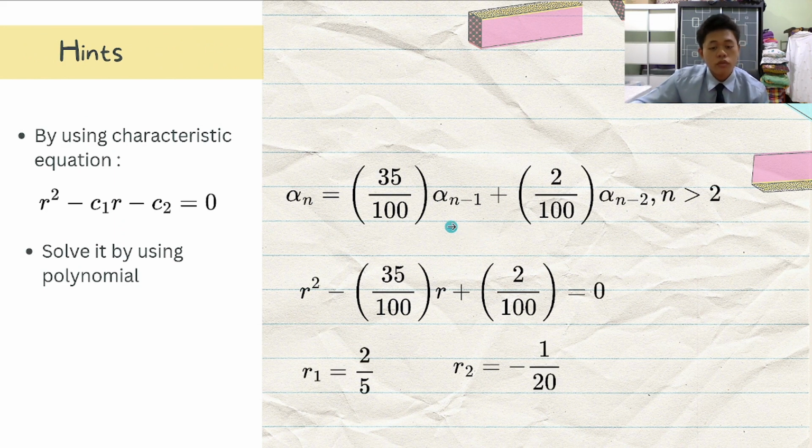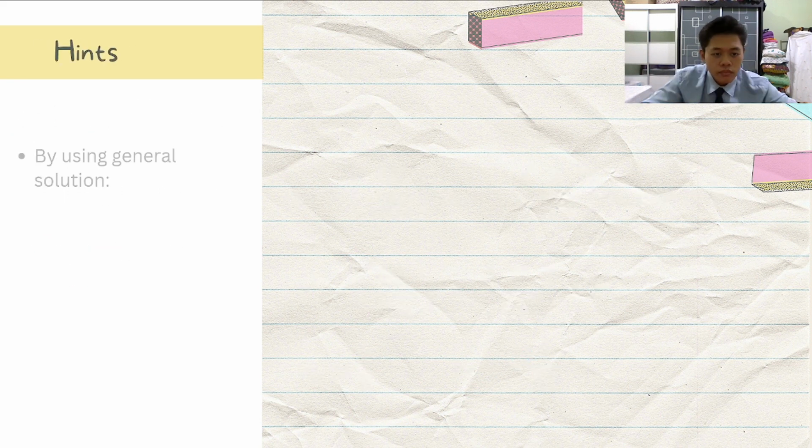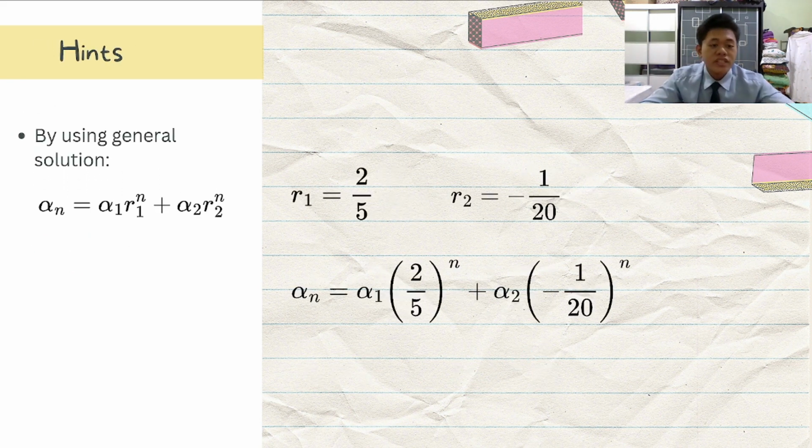From the previous formula, this is c_1 and this is c_2. Try to substitute them into the characteristic equation, and it will be like this. Find the roots by using the polynomial, and we will get r_1 = 2/5 and r_2 = -1/20. After that, using the general solution, we substitute these roots into it, and we will get the formula like this.